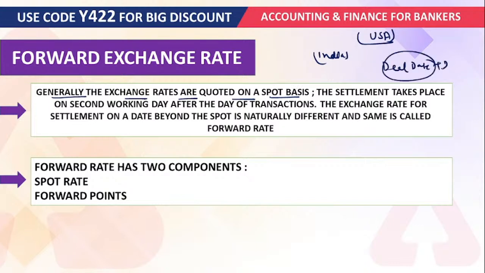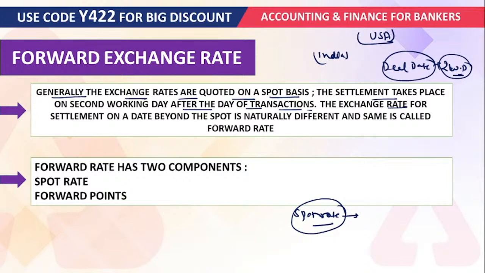Okay, so whenever we are going to get questions based on this, a spot rate is always given. So I hope now it is pretty much understandable for everyone. Generally the exchange rates are quoted on a spot basis. The settlement takes place on a second working day after the day of the transactions. ठीक है, तो जो भी सेटलमेंट होता है वो जनरली उसमें 2 वर्किंग डे लग जाते हैं ट्रांजेक्शन वाले दिन के बाद से.